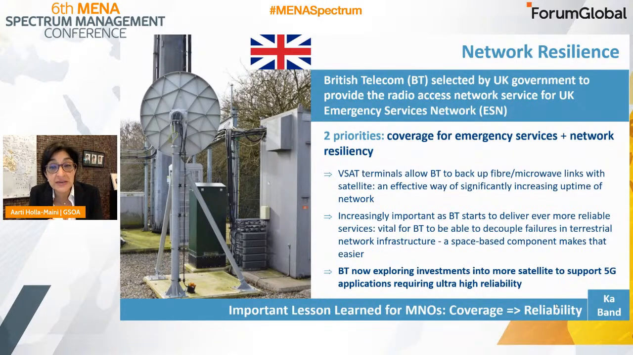And this is very important because BT is starting to deliver more and more ultra reliable and reliable services where they need to show a high availability and reliability of their network. And they also found that by increasing satellite into it, they were able to decouple failures in the terrestrial network a lot easier. As a result of their experience, even though satellite was only brought in for the purpose of coverage, they're now exploring investing more into satellite to support future 5G services, which, as I said, require higher reliability. The example of the UK specifically uses Ka band because obviously capacity is an important point here. So this is something that I like to flag because I really think that other mobile operators should look at what is happening in other regions and the experience with satellite and start looking into this and how it can enhance their services as well. Next slide, please.